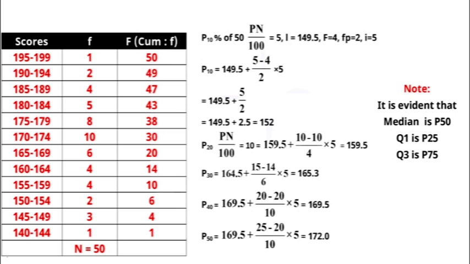Now, you are to calculate, suppose, P10. The very first step is to calculate the cumulative frequency. Cumulative frequency means you add up the frequencies from the lower end, 140.